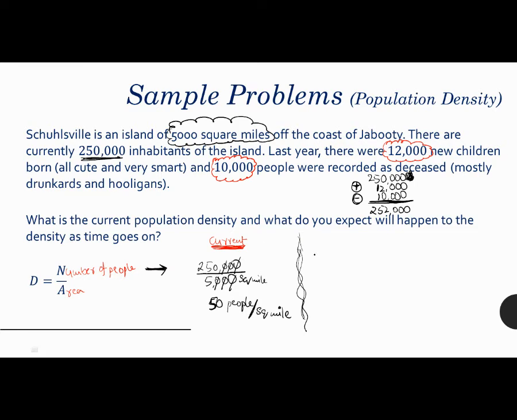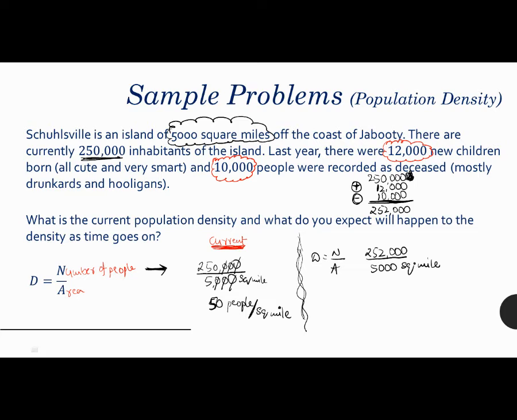Now, what is the density? Density equals number of people over area. The number of people is 252,000 and the area is 5,000 square miles. If you look around, the same thing is happening across the world. More births are taking place and deaths are going down. This is what is called population explosion.